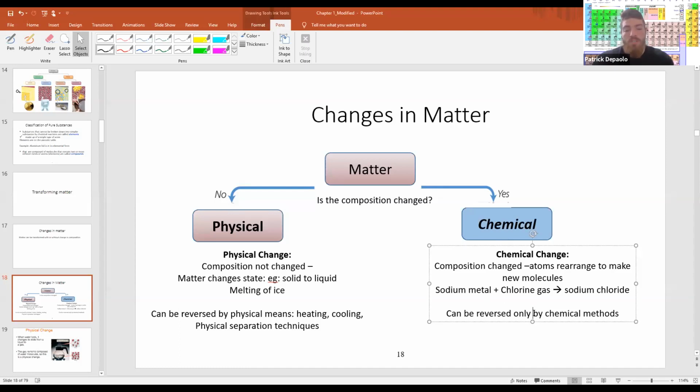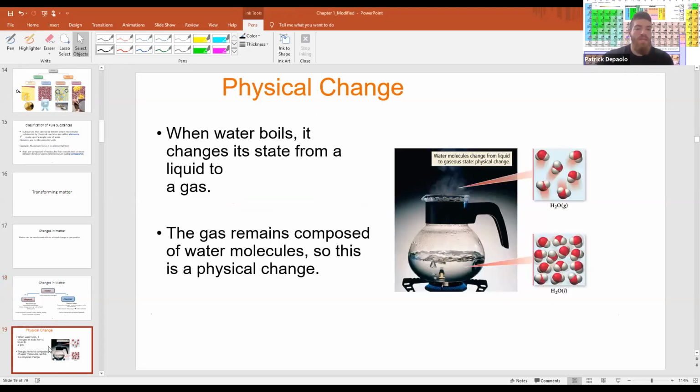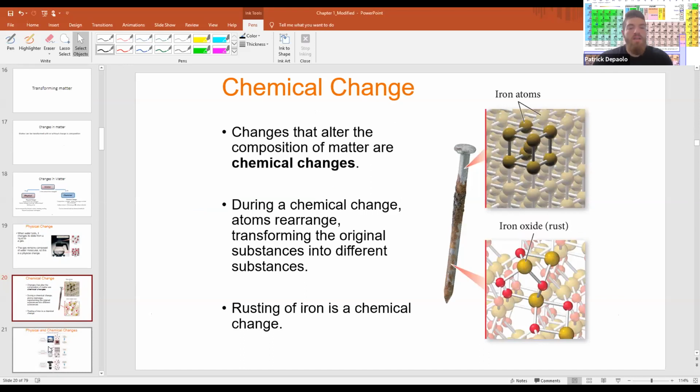They can only be reversed by other chemical reactions. So if you change from one thing to another chemically, you have the ability to change the other way chemically. So that's that. Okay, the physical change, we saw that already, and chemical change. A common example of chemical change is rust. You'll see that in the homework, and you'll maybe see that in tests.